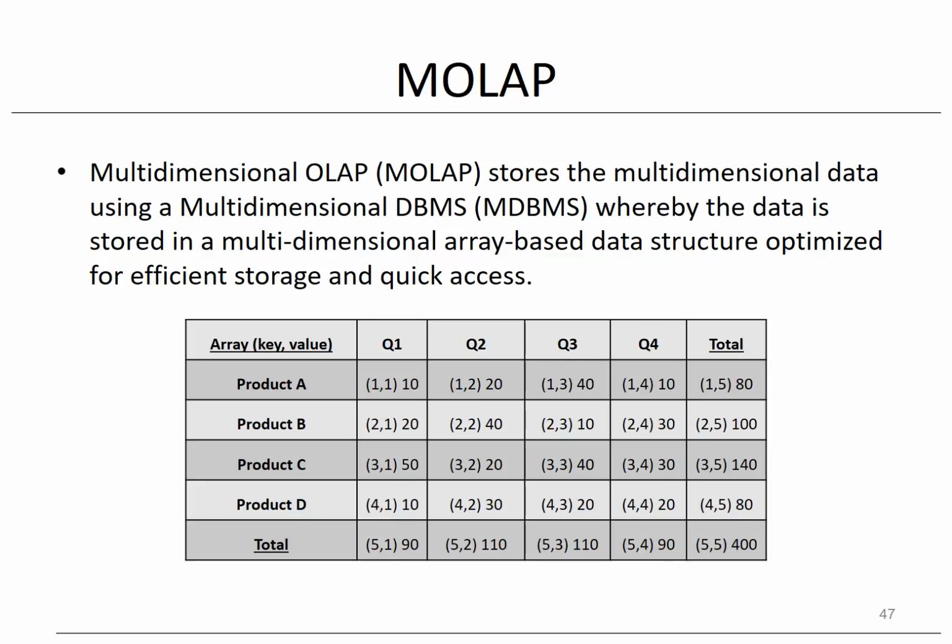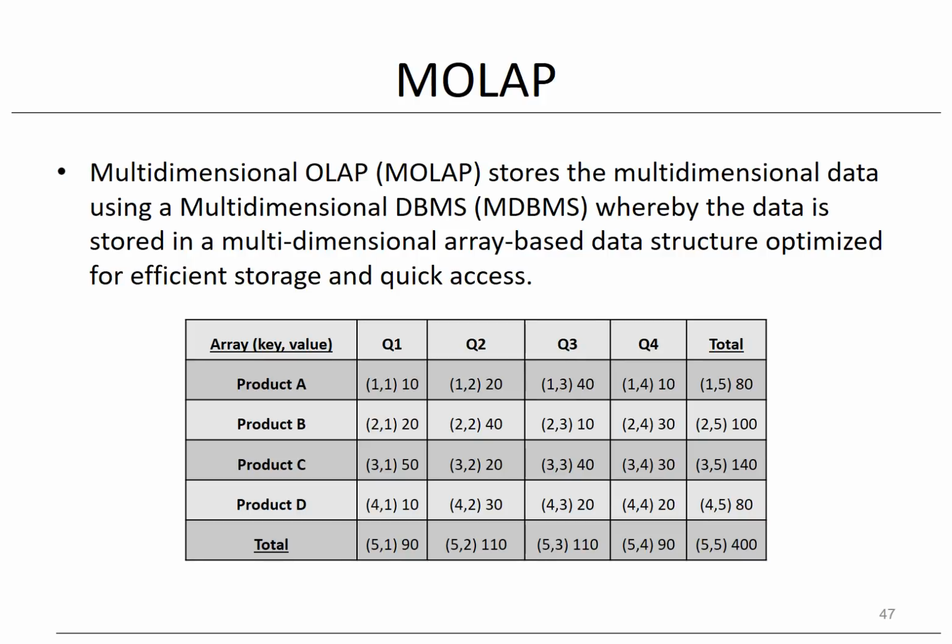This is illustrated here, where a two-dimensional array or matrix represents the sales for different products across different quarters. The element at row 2, column 3 of the array represents the sales of product B during quarter Q3. Note also that totals have been pre-computed and stored in the array. The element at row 4, column 5 represents the total sales of product D across all quarters, whereas the element at row 5, column 5 represents the overall sales of all products across all quarters.